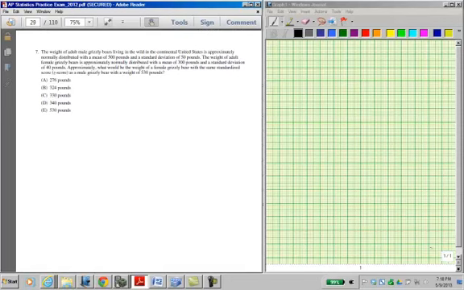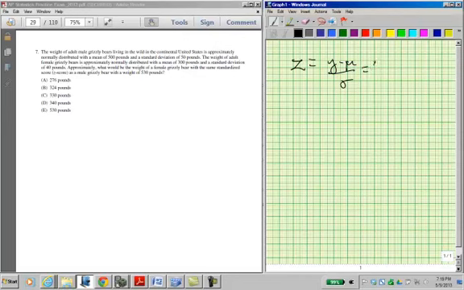Now what's going on here? They tell you a male grizzly has a z-score. What's the z-score of a male grizzly? It weighs 530 pounds. The mean is 500 and the standard deviation is 50. So Z is going to equal y minus mu over sigma.